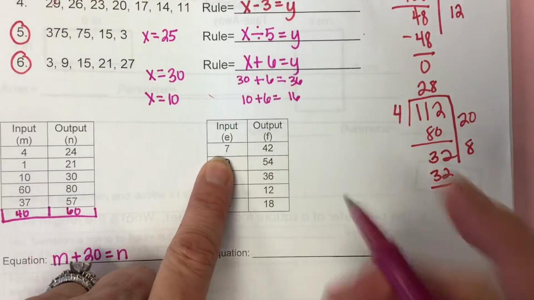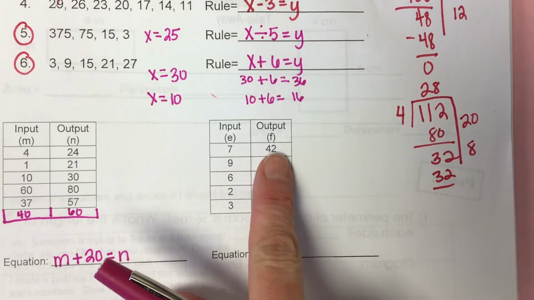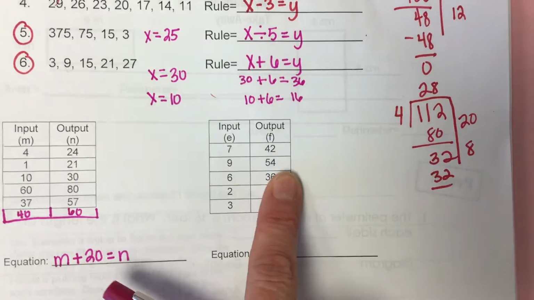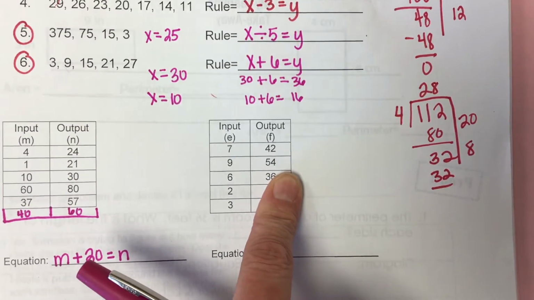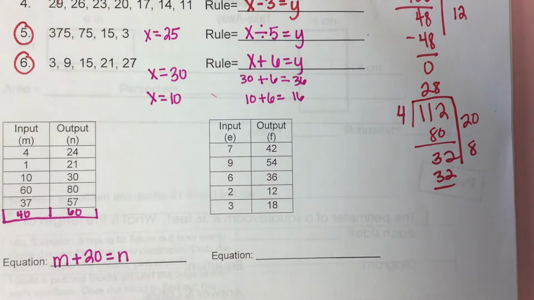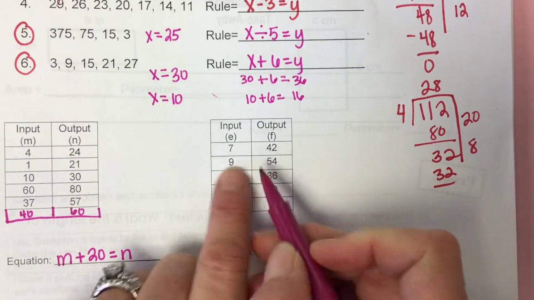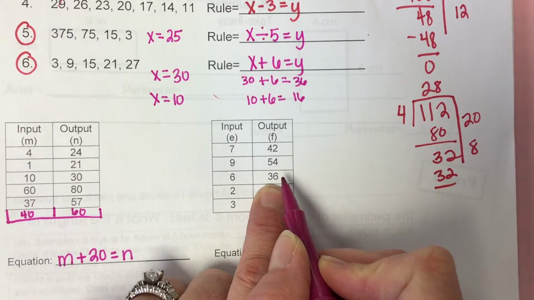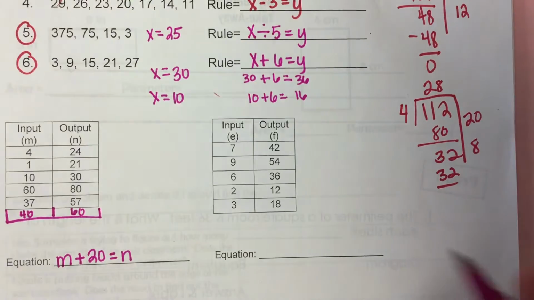Okay, here, the input is E, the output is F. We're going from 7 to 42, 9 to 54. The numbers are getting bigger. So we're either adding something or multiplying something. What do you think the rule is? Mia? Times 6. 7 times 6 is 42. 9 times 6 is 54. 6 times 6 is 36. 2 times 6 is 12. 3 times 6 is 18.